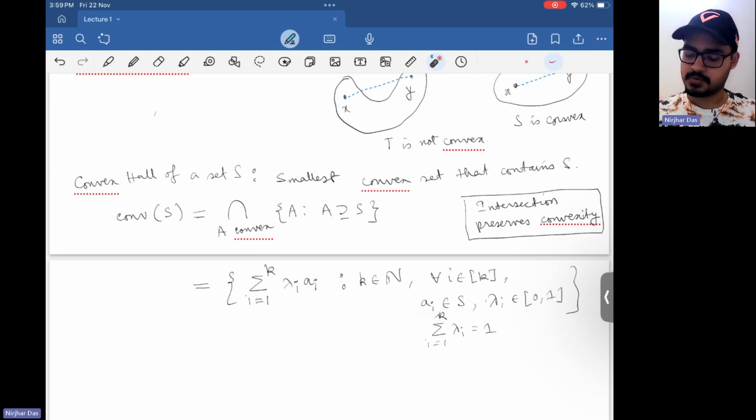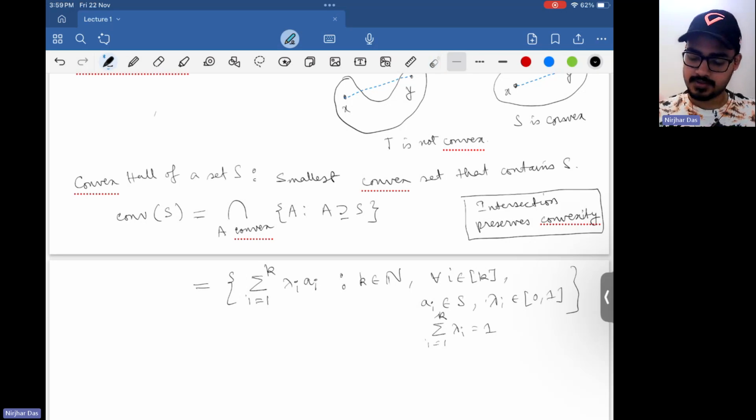These a_i's are picked from S, and you pick any lambda_i's which are between 0 and 1 as long as they sum up to 1, and you take their convex combination, and you do this for all k belonging to natural numbers. So you will get a lot and lot of points, and the set of all such points will give you the convex set, the convex hull of S.